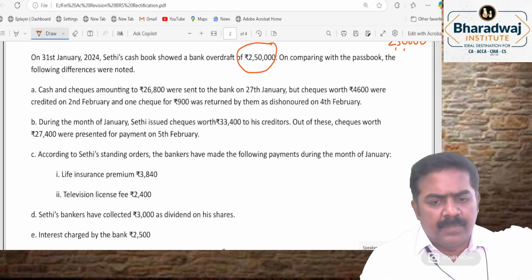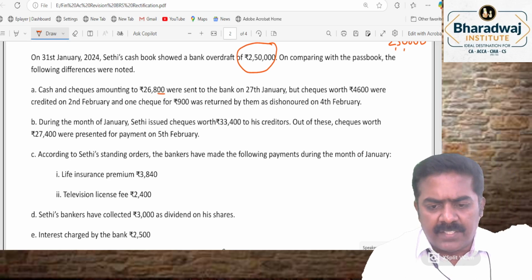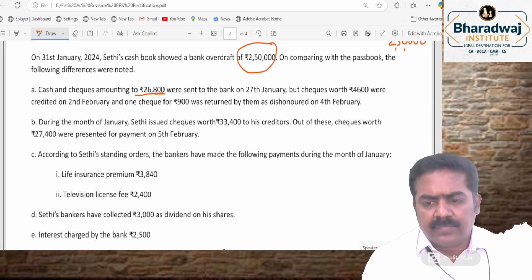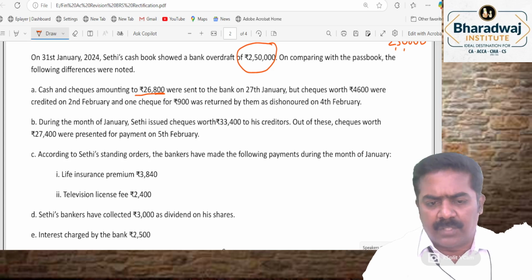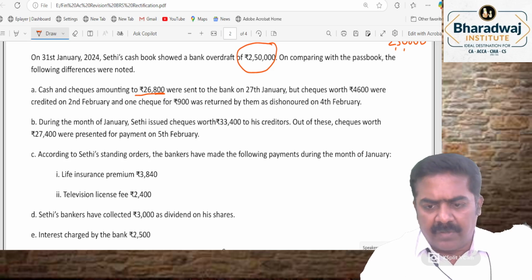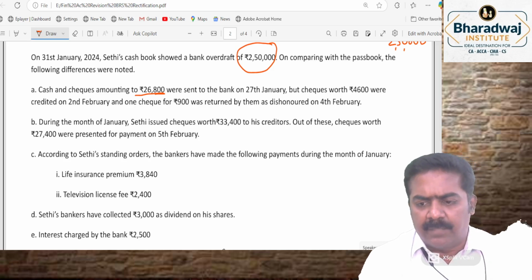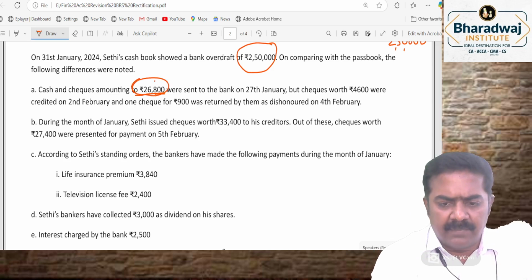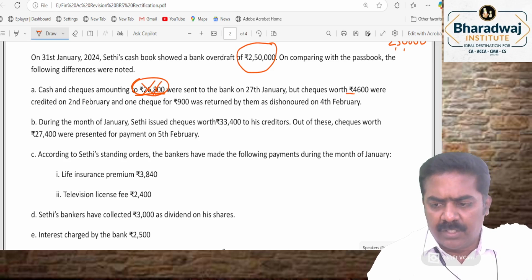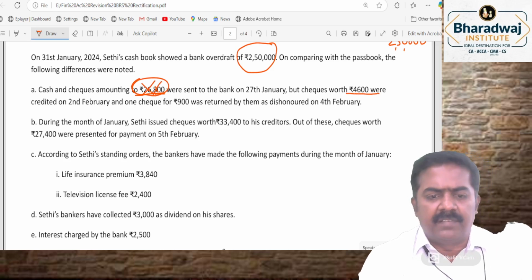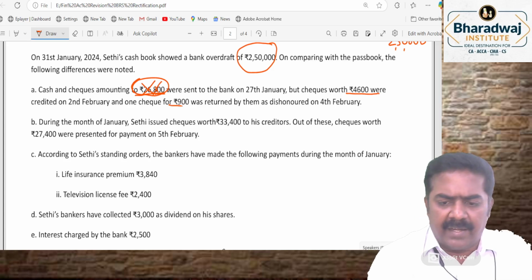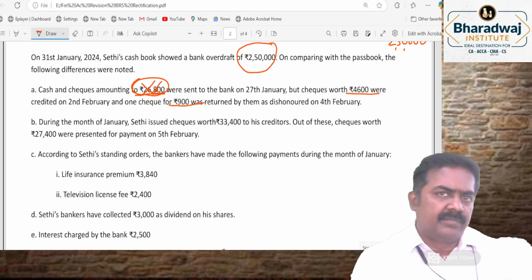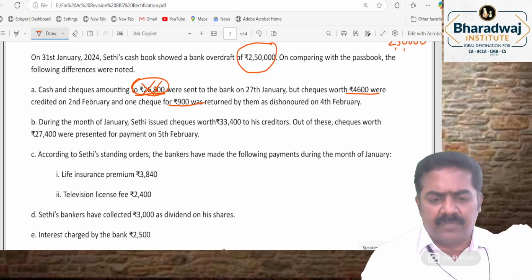Checks amounting to how much? 26,800 on what date sent? 27th. But checks worth 4,600 is credited on 2nd February. 900 is returned by the bank, dishonored. So don't bother about 26,800. This 4,600 is not credited within 31st January and 900 also not credited. We have added, banker has not added.